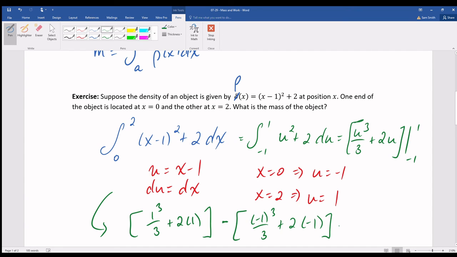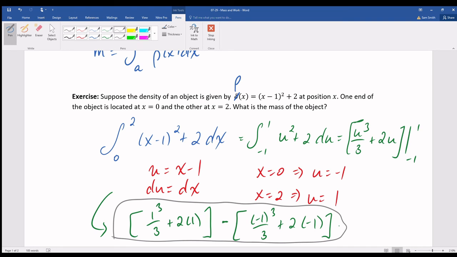It is of course also possible to find the antiderivative of your integrand not using u substitution, but by just multiplying out this (x minus 1) quantity squared. This is just a nice change of pace that I was in the mood to do today. So this number, when you simplify it, will give you the total mass of this object based on its variable density function.